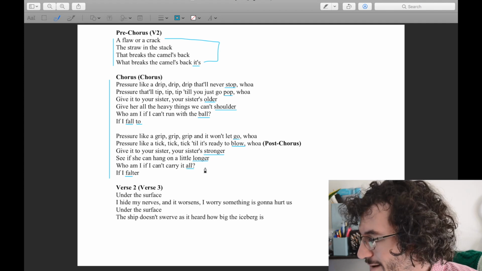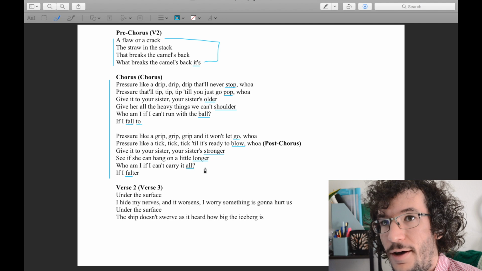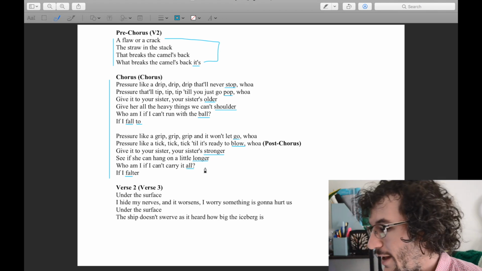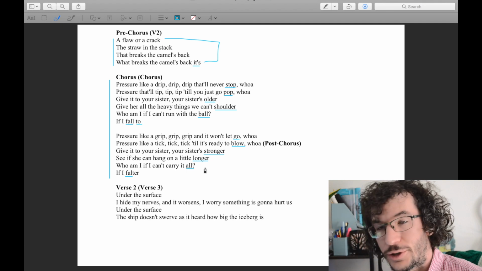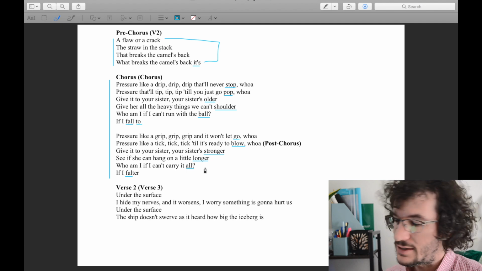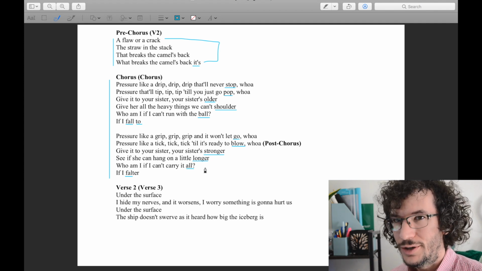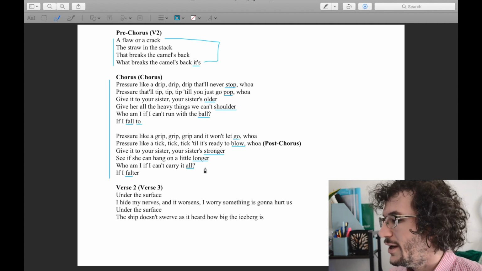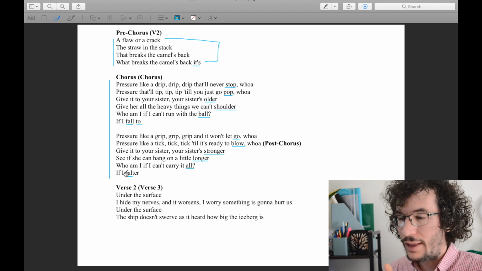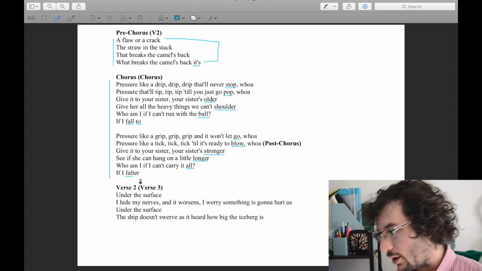Who am I if I can't carry it all? If I falter under the surface, it's the music. So by emphasizing that first syllable, which also is the accented syllable in that word, falter. We don't pronounce the word falter, it's falter. So we have that "all" rhyme, we lengthen it in the music, and then that makes the rhyme work.